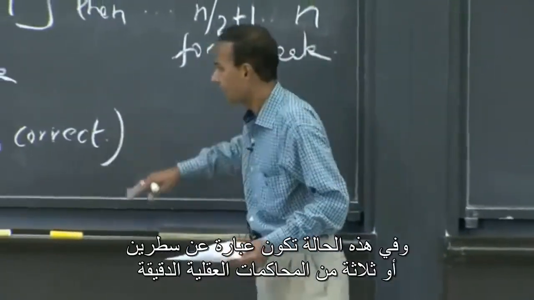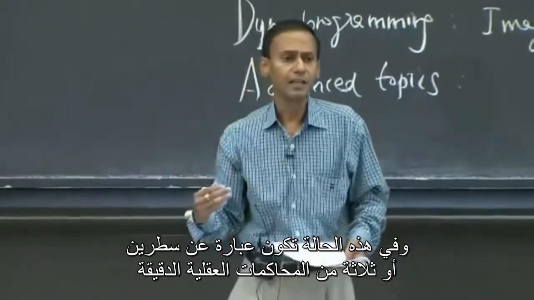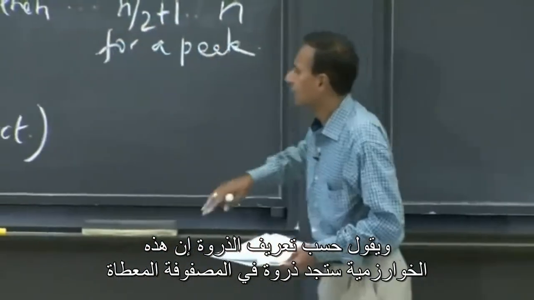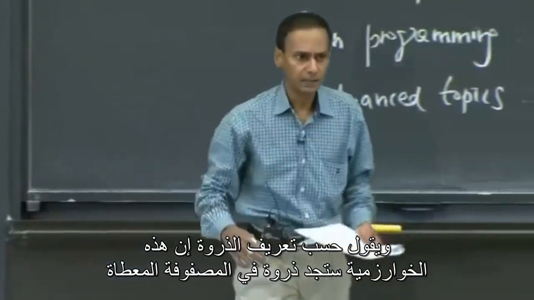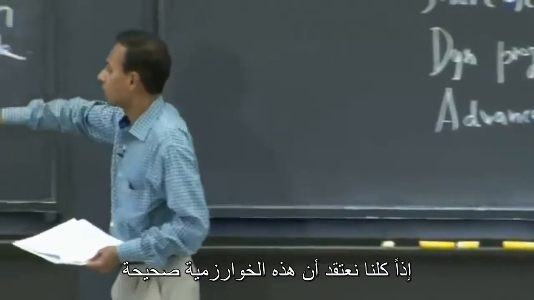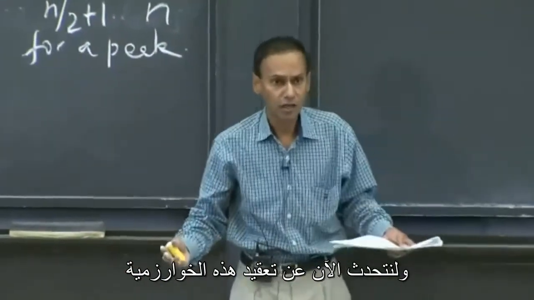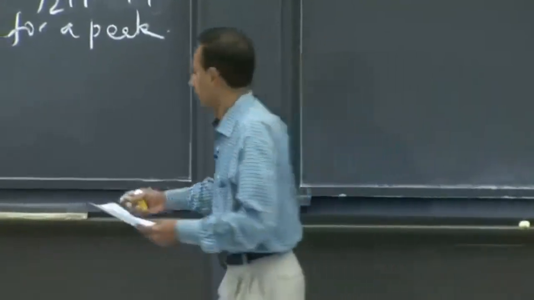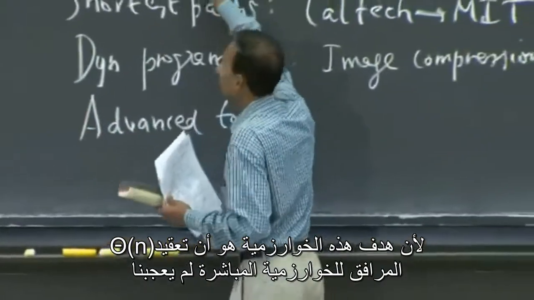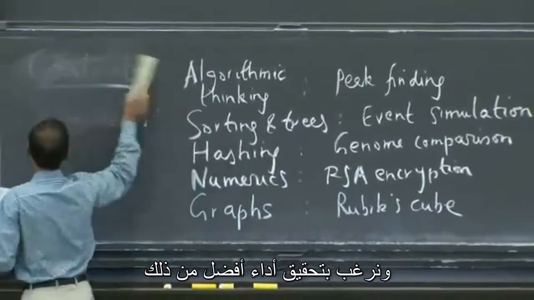In this case, it's 2-3 lines of careful reasoning that essentially say, given the definition of the peak, that this is going to find a peak in the array that you're given. All right? So we all believe that this algorithm is correct. Let's talk now about the complexity of this algorithm. The whole point of this algorithm was that we didn't like the theta n complexity corresponding to the straightforward algorithm. So we'd like to do better.